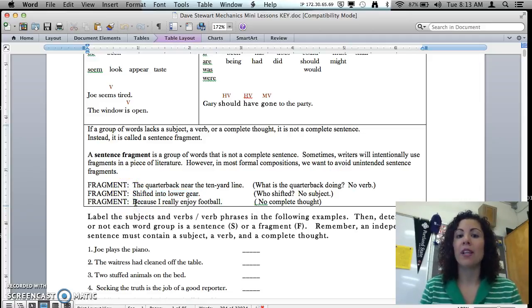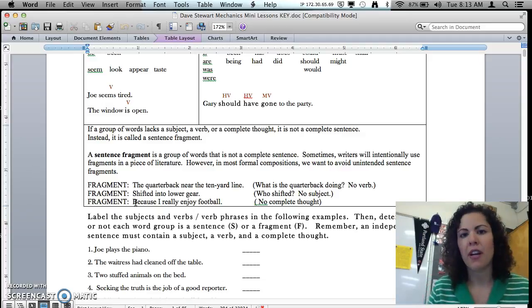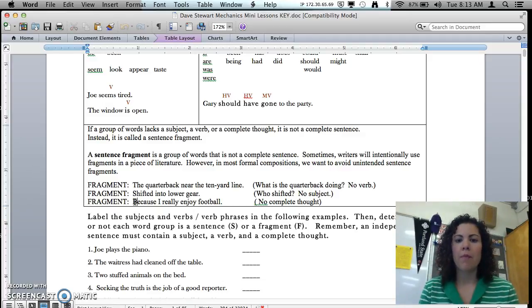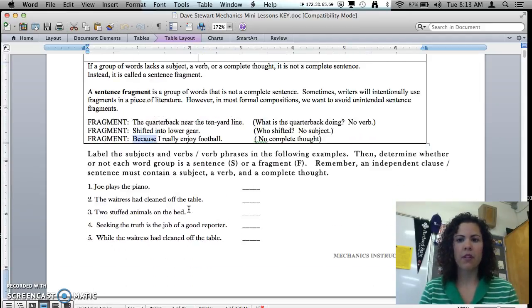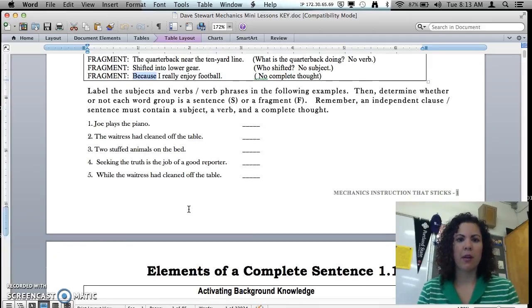Or because I really enjoy football. We'll talk about starting a sentence with because a bit later. But it's not a complete thought because of this one word, because. So all of those are fragments. Let's look down here. Label the subjects and verb phrases in the following examples, then determine whether or not each word group is a sentence or a fragment.